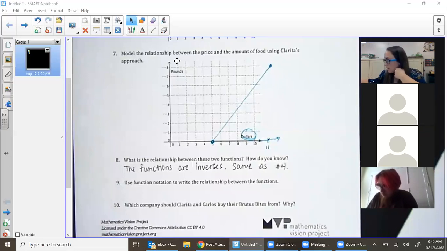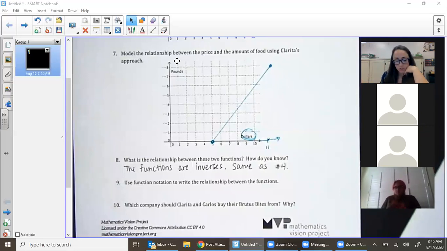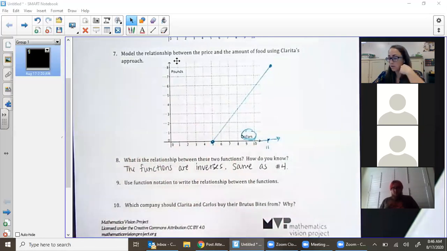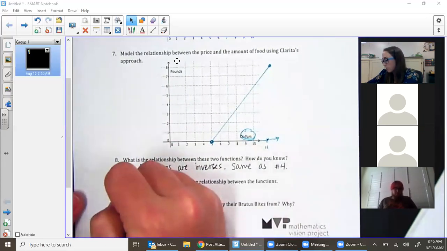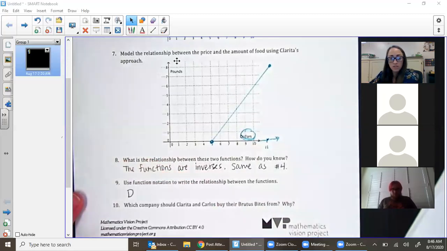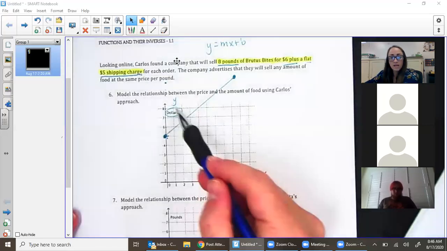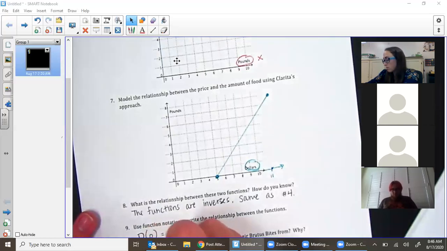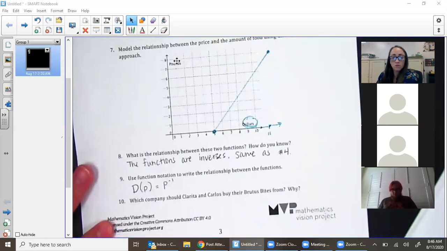Okay. And for number 9, they want us to use function notation again. Which one is that one the same as? Number 5. Yep, literally the same exact thing. We're still talking about dollars and pounds, so we still want to use the D and the P. Actually, I'll write it out. For Carlos, that was when we had the capital D, because Carlos's y-axis was talking about dollars. So that was Carlos's.